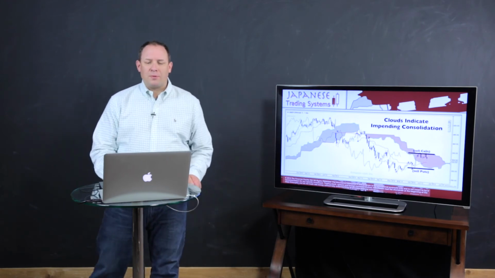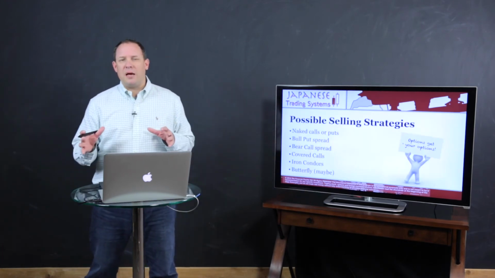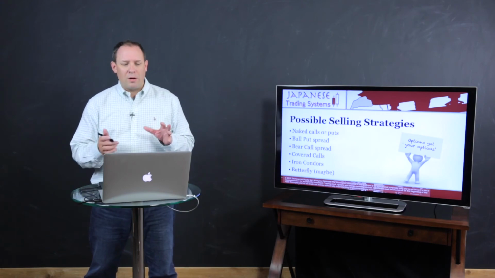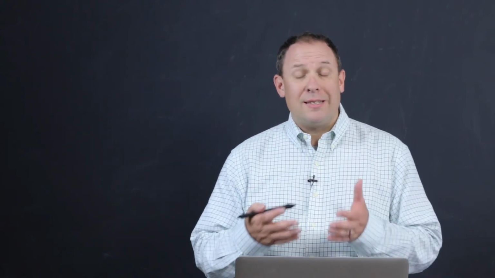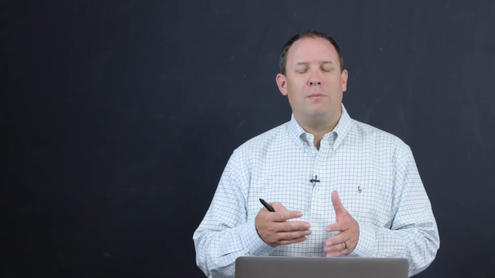All right, let's talk about a few possible selling strategies. There are a lot of different selling strategies you could use in a sideways market. For example, you could sell naked calls or naked puts. You could sell bull put spreads and bear call spreads. These are the two credit spreads here. You could do a covered call. You could do an iron condor, which is selling both a bull put and a bear call spread. A butterfly is a possibility. These are all popular sideways strategies where you bring in the money by selling the option. And if you want to trade through a consolidation, typically the selling of options is going to be where you make the most consistent income.